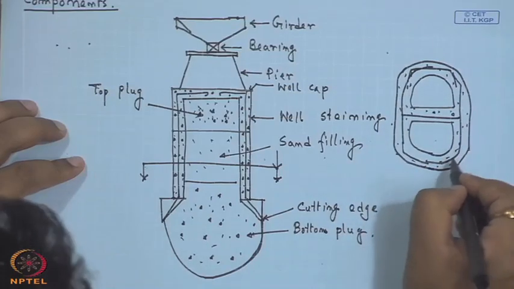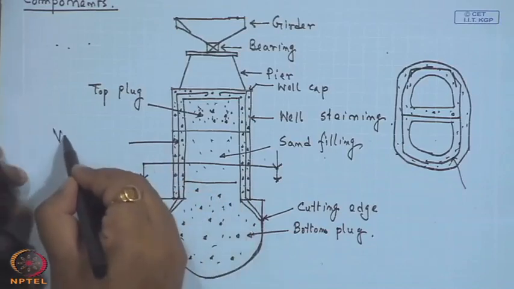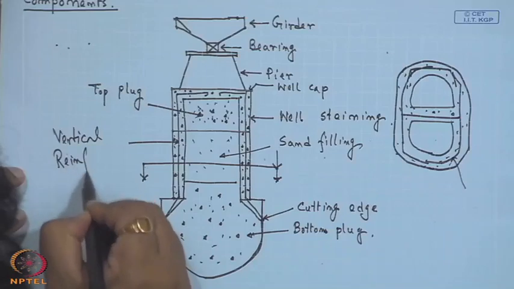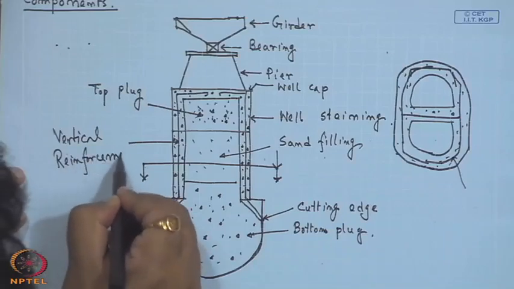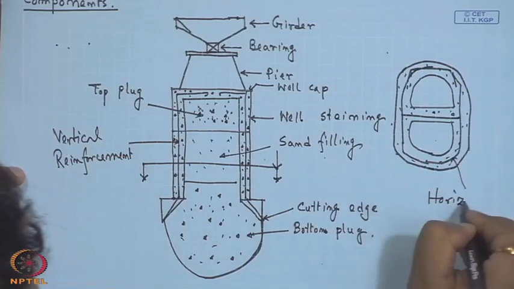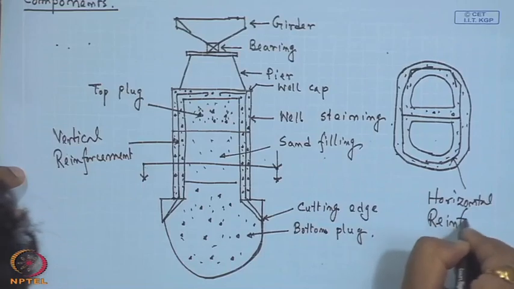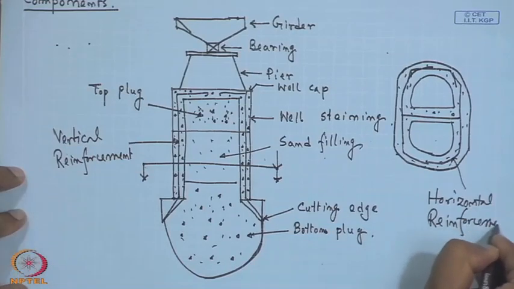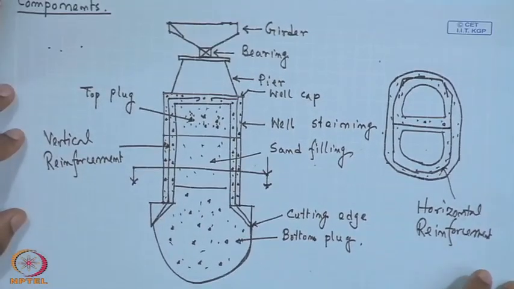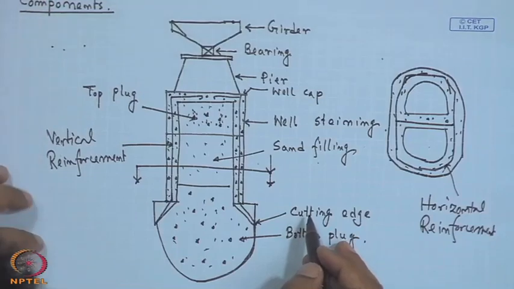This is the vertical reinforcement. This is horizontal reinforcement. So these are the various components. So now the purpose of these various types of components.